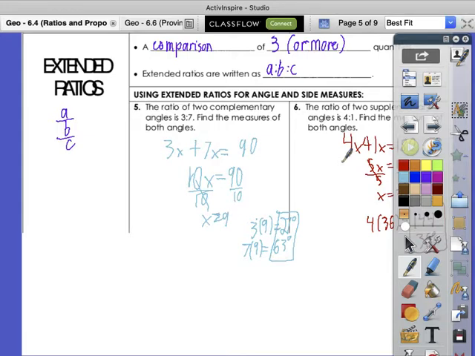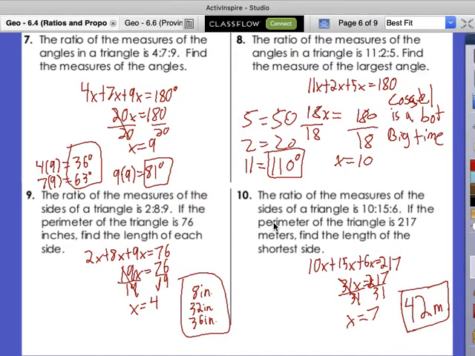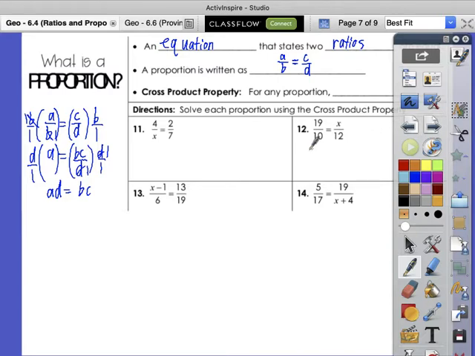Okay. So then we went over these extended ratios. We applied it to complementary angles, supplementary angles. Because last time we had Nolan and Colton complimenting each other, reading the complementary angles poster. Okay. And then we applied them to angles in a triangle, the sides of a triangle for the perimeter, and then we talked about what is a proportion. This is where we left off.